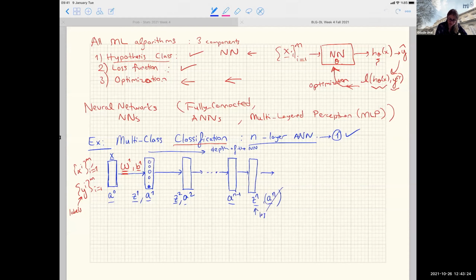Or let's maybe not give a notation. It's the linear affine layer output, and h_theta(x), this is the hypothesis, okay? The first component. So it's, let's say, my z^n, the output of the affine component of the last layer. This is my hypothesis function. So this is defined once I put down such a network.